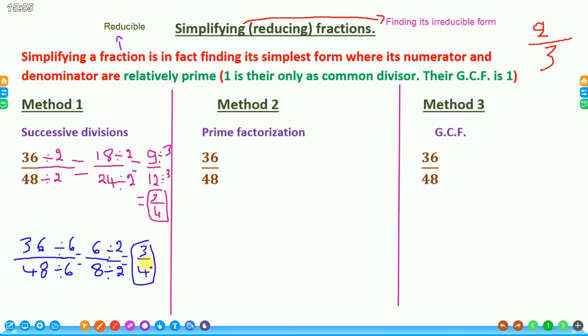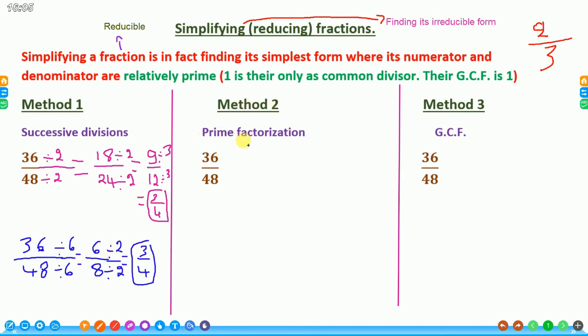Now 3/4, 3 and 4 are relatively prime numbers because they are consecutive. So 3/4 is an irreducible fraction, and 36 over 48 can be simplified. It's a reducible fraction. To find this common divisor, we use the divisibility rules by 2, 3, 4, 6, 9, and 10 that we learned already. If you notice here, we did 3 steps of simplification. Here we did 2. The greater the common divisor that we want, the fewer the steps will be.